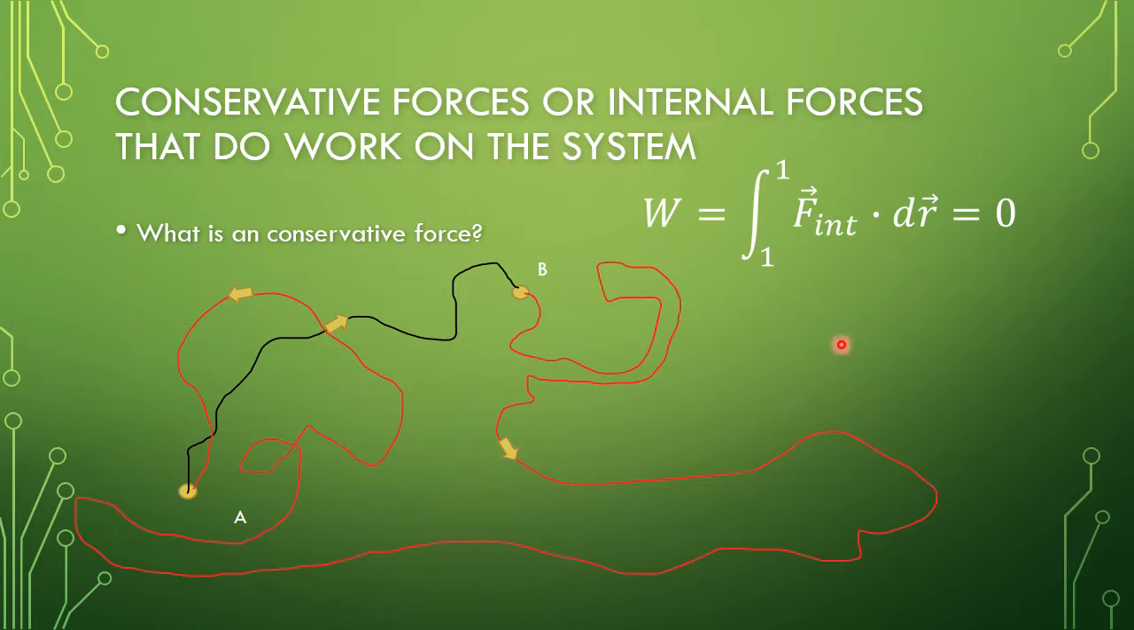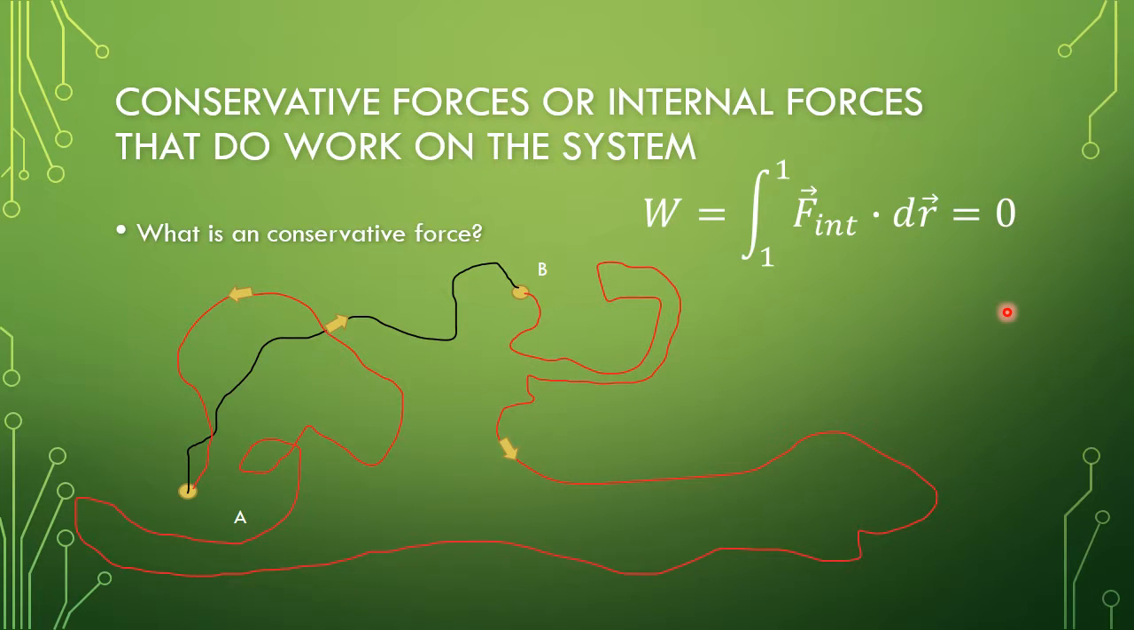And if I try to calculate the work done going from location A, or location 1, to another spot called B, so I start from 1, I go to B and come back to A again, which I'm calling location 1, the work done by the internal forces should be 0.